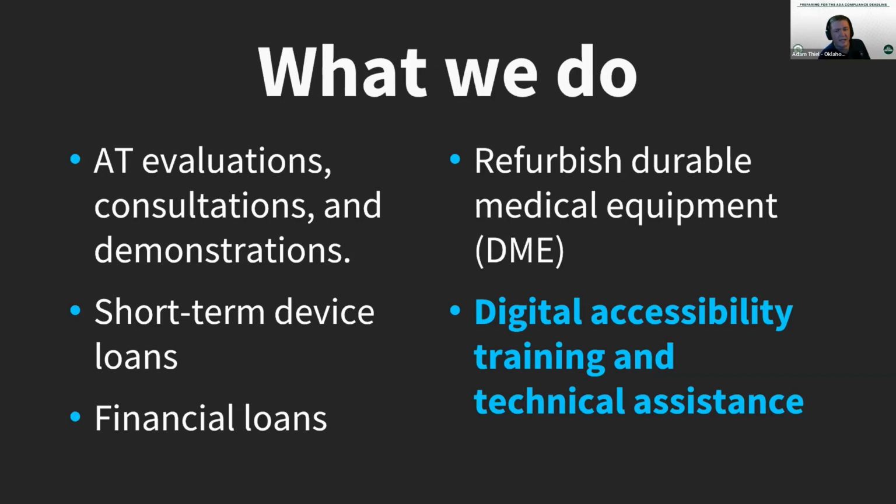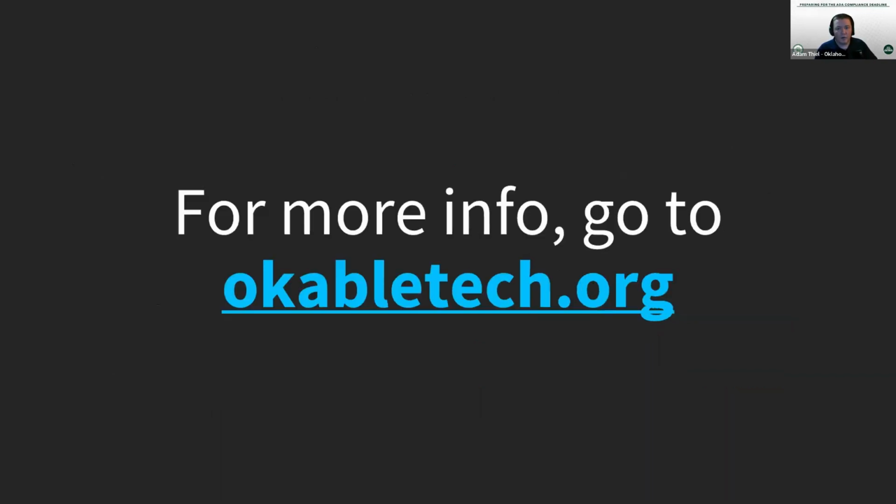But the reason that I'm here today is because we also provide digital accessibility training and technical assistance. So we are available to help any state agency, really anybody in the state of Oklahoma that needs information about digital accessibility. And for more information on those programs and AbleTech in general, you can go to our website at okabletech.org.